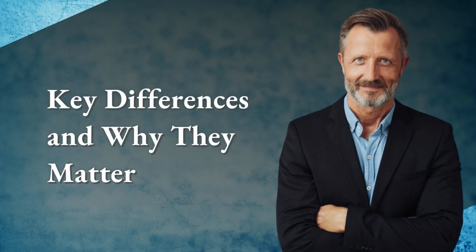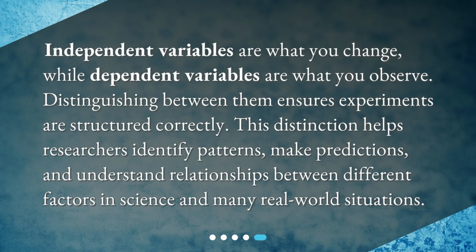Key differences and why they matter. Independent variables are what you change, while dependent variables are what you observe. Distinguishing between them ensures experiments are structured correctly. This distinction helps researchers identify patterns, make predictions, and understand relationships between different factors in science and many real-world situations.